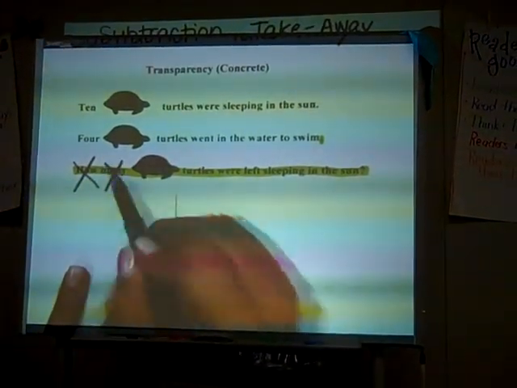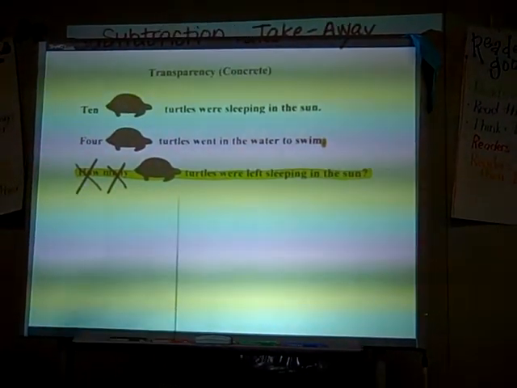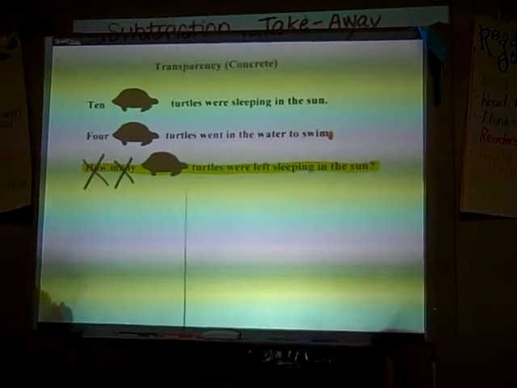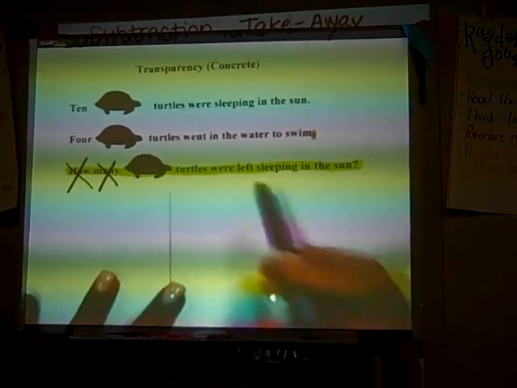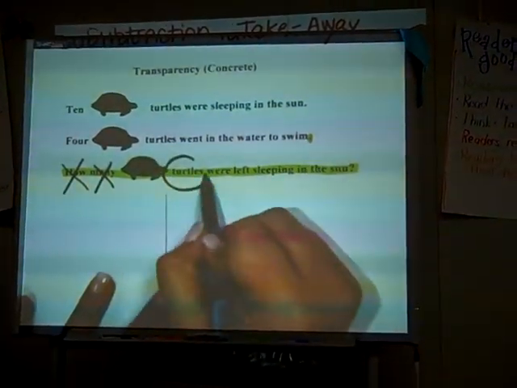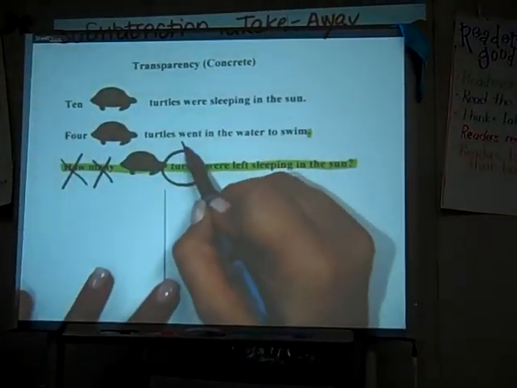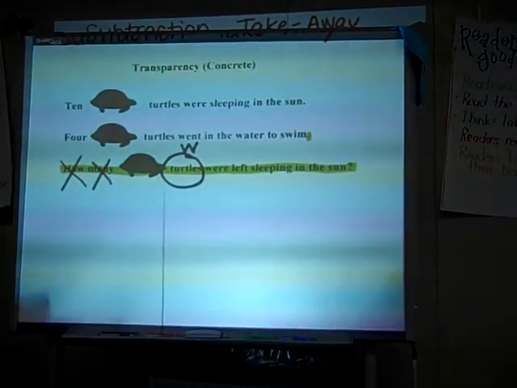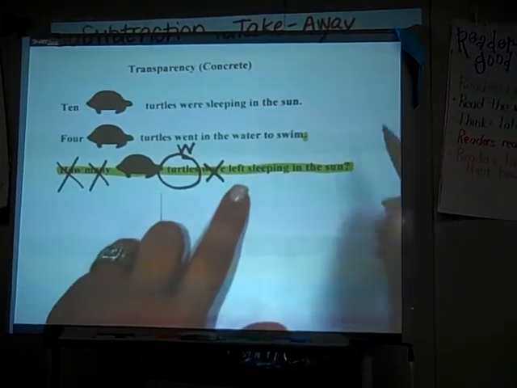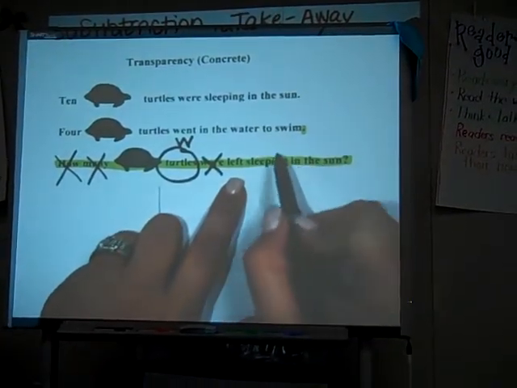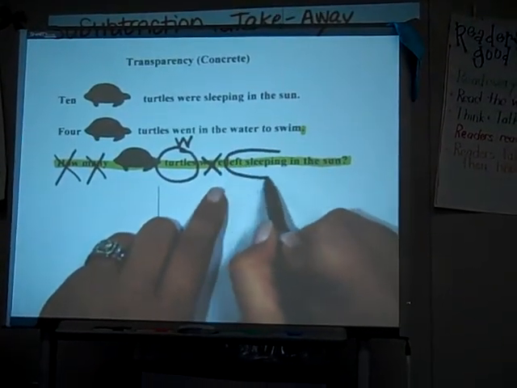I'll cross out how many, that's trash to me, because how and many is not a who or a what, it's not a number, and it doesn't tell me what action to use. Turtles is important to me, that's my what. What am I counting in this story? I'm counting turtles. Were, I am going to count left sleeping.